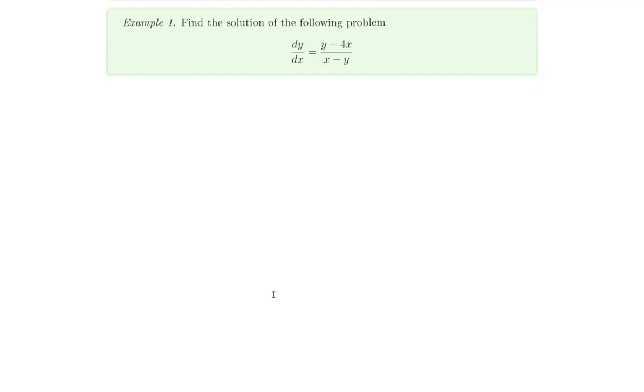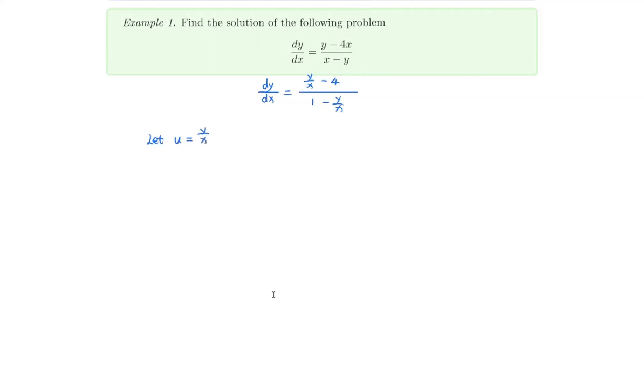Okay, so here we have an ODE. It's really hard to solve, but if we use substitution, it's going to be easy. So let me show you. I'm going to try to convert this into a function of y over x. How can I do that? I can divide the numerator and denominator by x. That's going to give you y over x minus 4 over 1 minus y over x. Now you can see this is a function of y over x, so we can make the substitution. Let u be y over x.